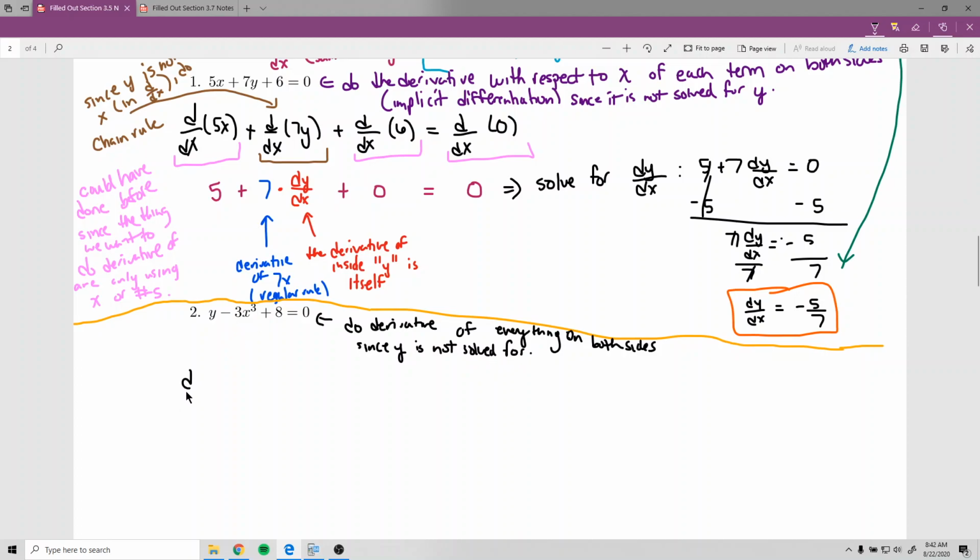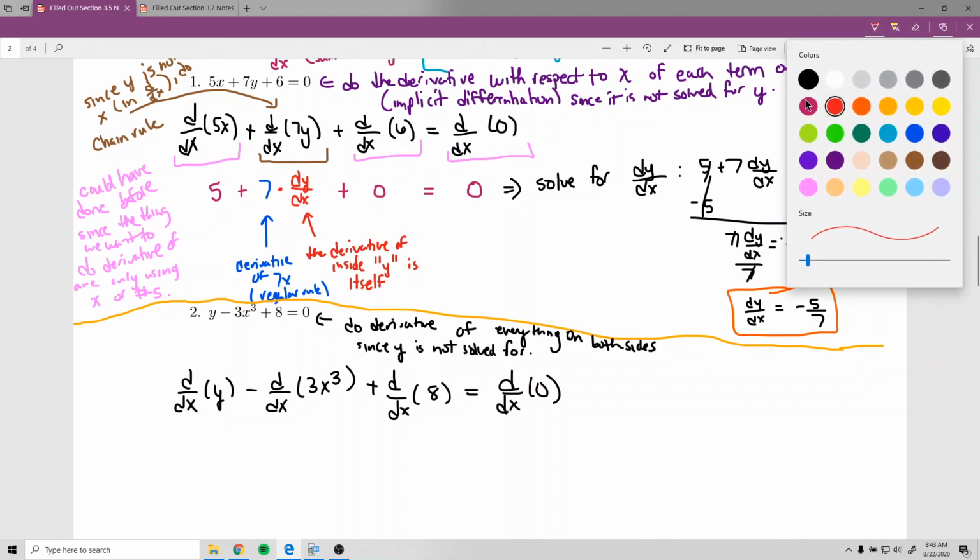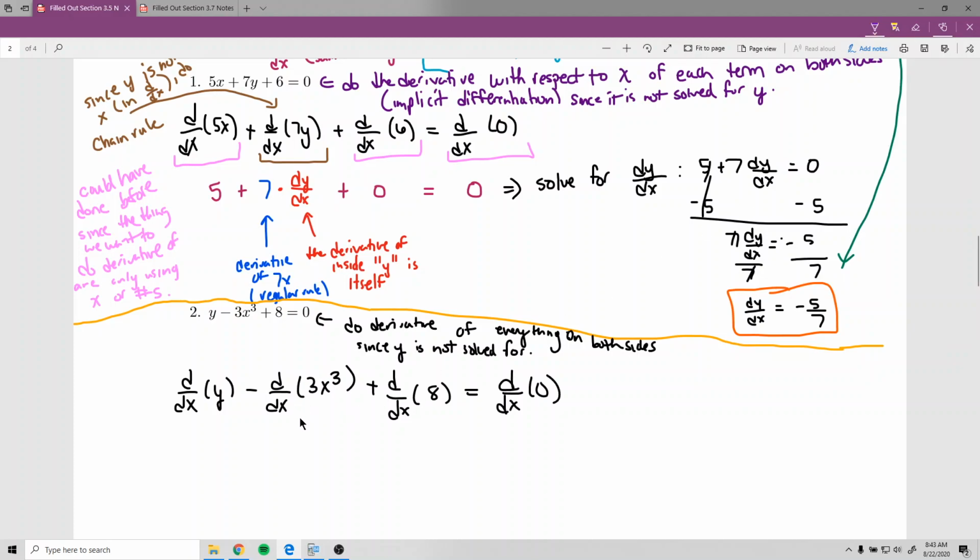Right, so we do the derivative with respect to x of y, minus the derivative with respect to x of 3x cubed, plus the derivative with respect to x of 8, equals the derivative with respect to x of 0. Right. And the right side's not always 0, so don't get in the habit of just writing the right side by itself. It does match when it's 0, but you've got to make sure you're doing the derivative.